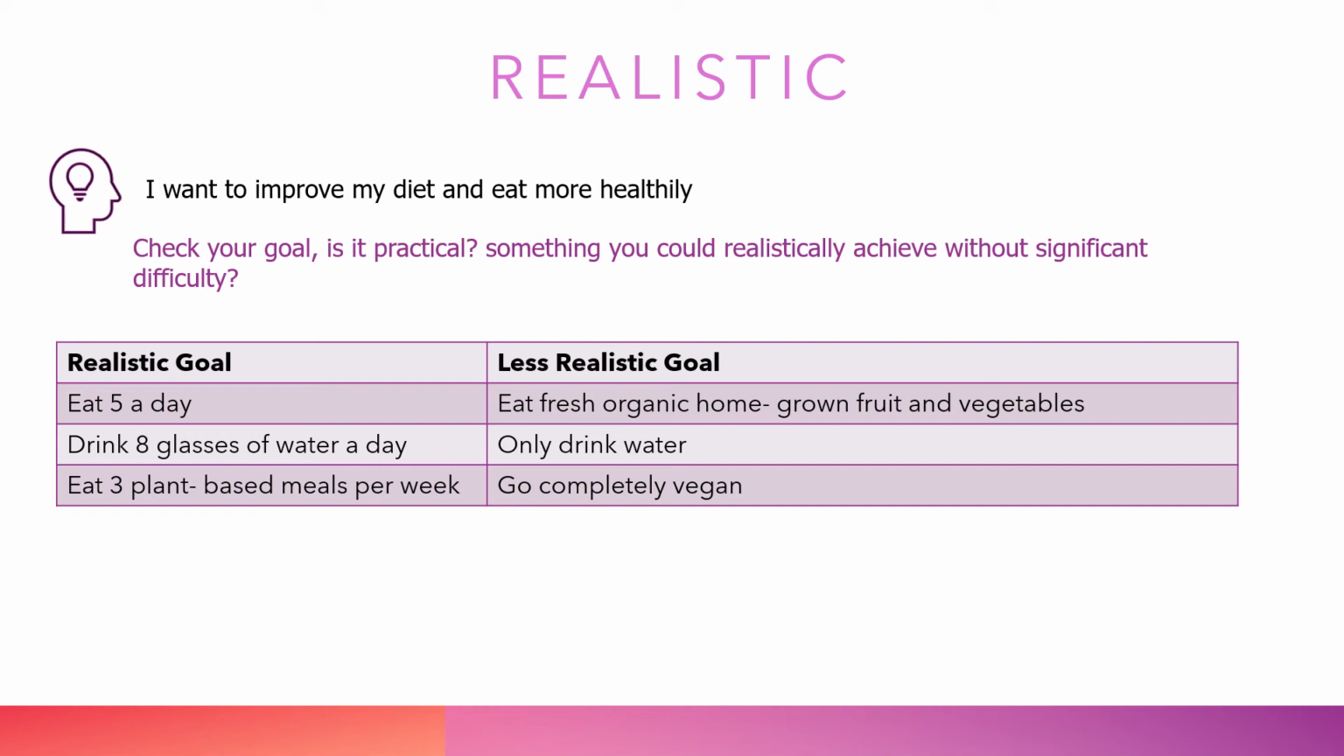If you are, as an example, going for those 3 plant-based meals per week, can you achieve that? Is that something that you can actually do in terms of access to those things? And how can you make that possible? So we're looking at the nuts and bolts of our goal. We're looking at the practical aspects of it.